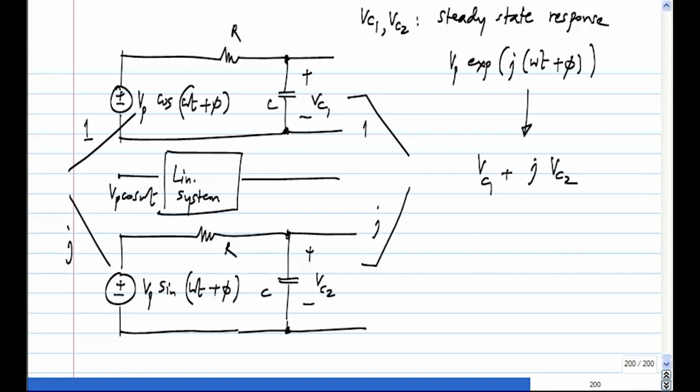Now the solution to this I already know. What is it? What is the steady state solution to Vp exponential j(omega t plus phi) for this particular circuit? I have two linear systems. The first one has an input Vp cos(omega t plus phi). The second one has an input Vp sin(omega t plus phi). The first one has a response Vc1. The second one has a response Vc2. So if I apply to a third system, maybe I will show those pictures.